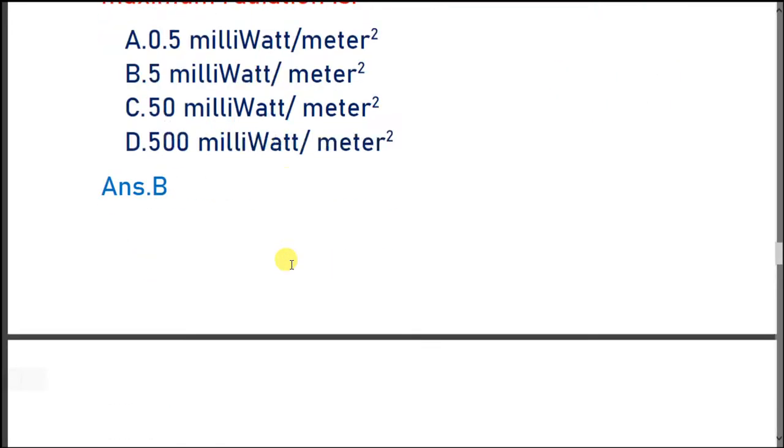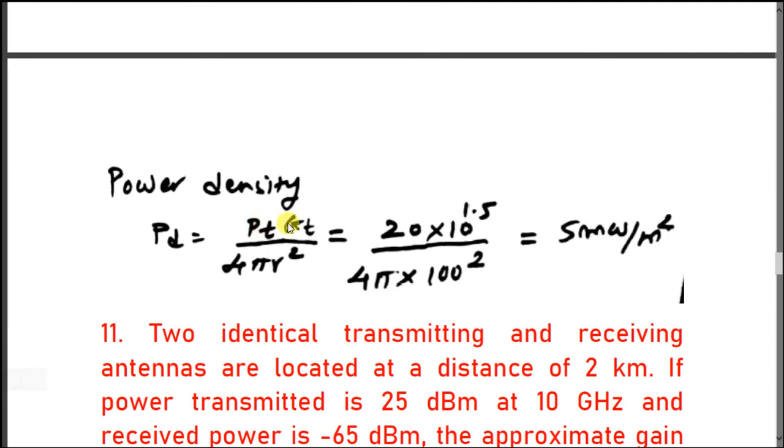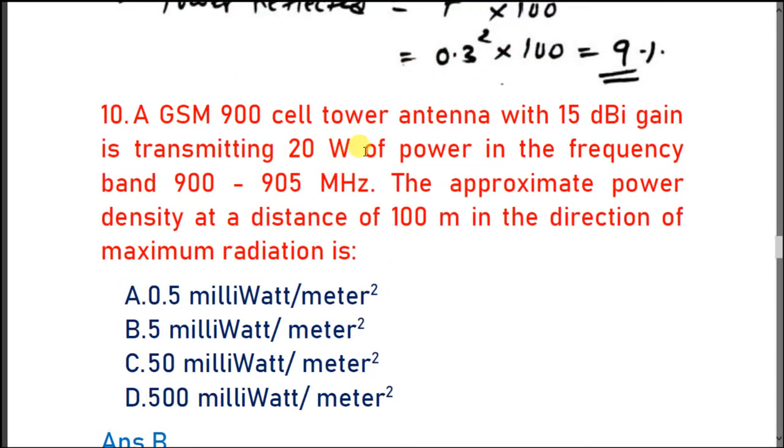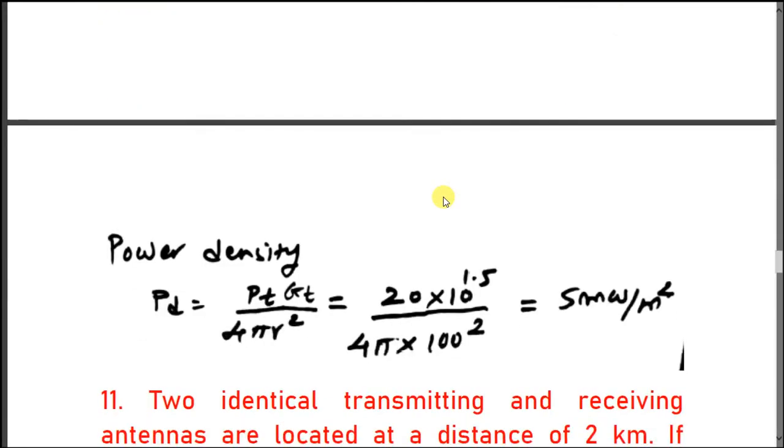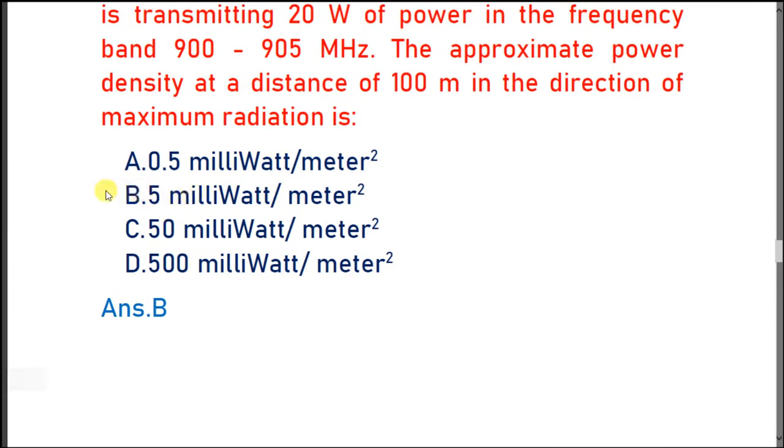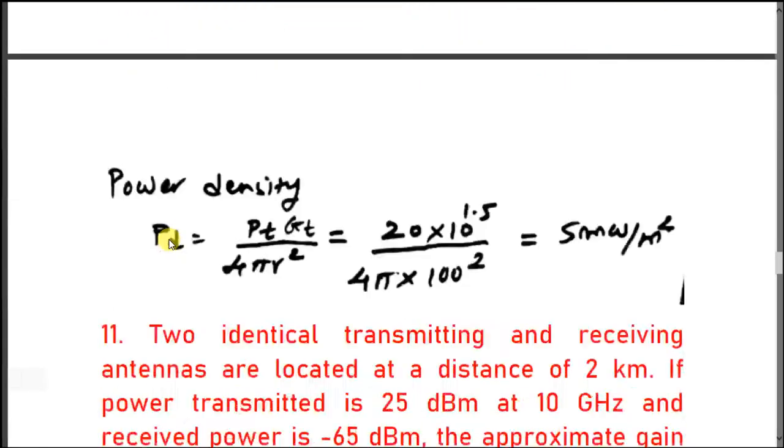So what is the equation of power density? Power density is equal to PT GT upon 4 pi R square, where PT is transmitted power, GT is transmitter gain, and R is the distance between transmitter and receiver. So transmitter power is given to you as 20 watt. Transmitter gain is equal to 15 dBi. If you convert dBi into a real value, you will get 10 raised to 1.5. And R is given as 100 meter. So you calculate, and you will get the value 5 milliwatt per meter square, that is answer B.